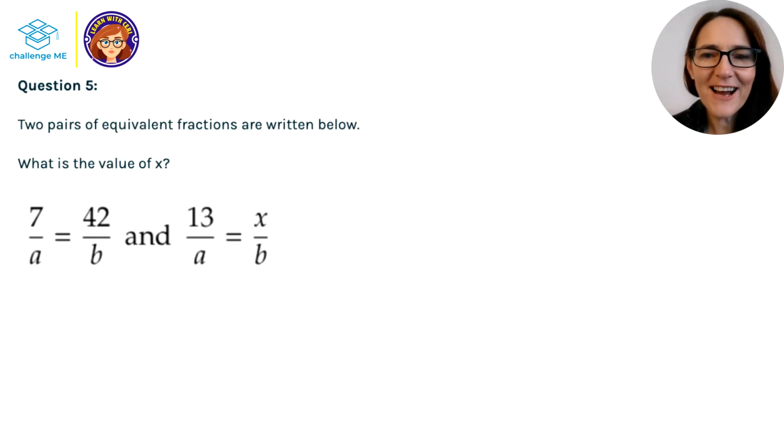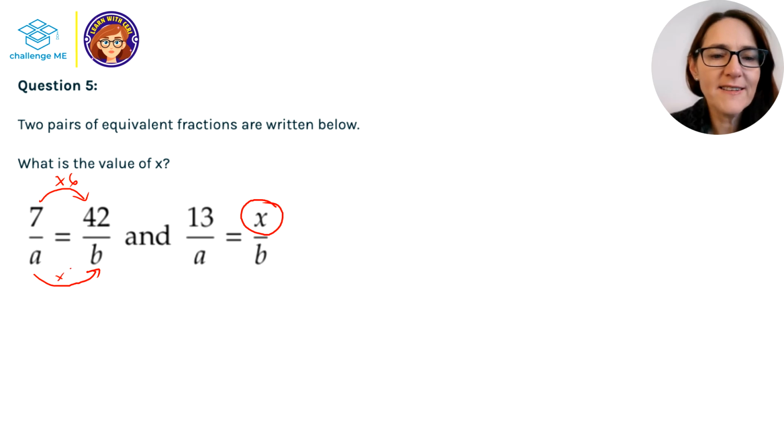Well, I haven't done a fractions question yet with you, so let's have a look at a fractions question. Question 5, 2 pairs of equivalent fractions are written below. What's the value of x? Okay, so they're equivalent, so whatever this one gets multiplied by, which is 6, then the denominator is also multiplied by 6, because then they're in proportion, they're the same equivalent fraction.